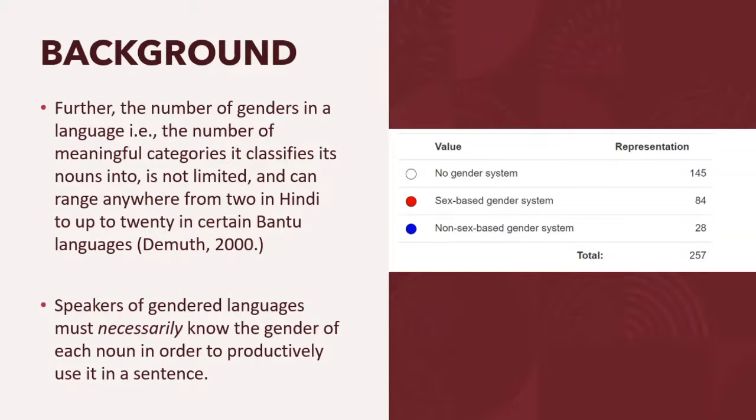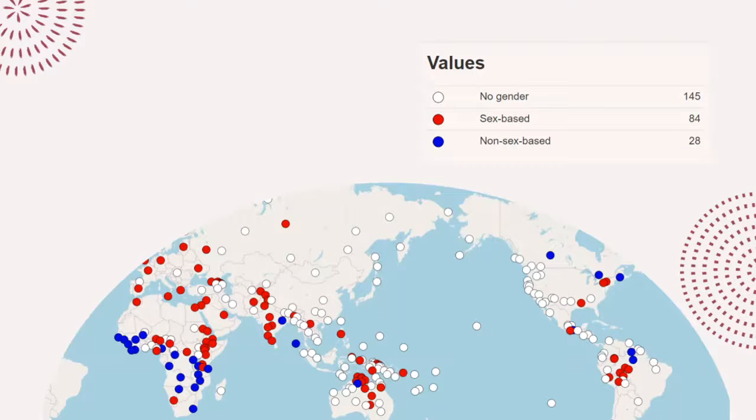As we saw with that example in French, speakers of gendered languages must necessarily know the gender of each noun in order to productively use it in a sentence. And evidently, native speakers of gendered languages have few problems assigning new or even artificial nouns to one gender category or another. Moreover, despite the complexity of a given gender system, children are able to acquire gender early and largely error-free.